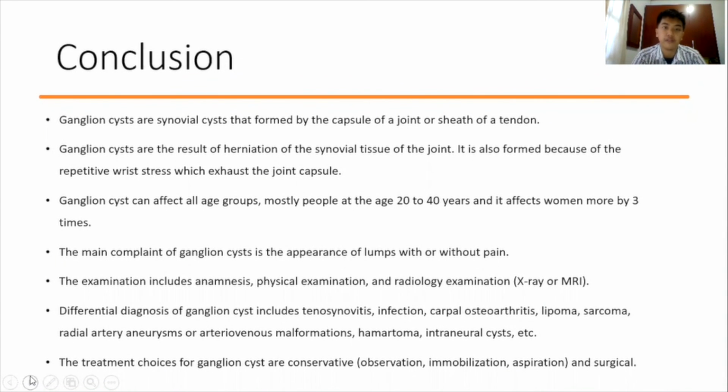Ganglion cysts are the result of herniation of the synovial tissue of the joint. They are also formed because of repetitive wrist stress which exhausts the joint capsule. Ganglion cysts can affect all age groups, mostly people aged 20 to 40, and they affect women three times more. The main complaint of ganglion cysts is the appearance of lumps with or without pain. The examination includes anamnesis, physical examination, and radiology examination. Differential diagnosis of ganglion cysts includes tenosynovitis, infection, carpal osteoarthritis, lymphoma, sarcoma, and etc. And the treatment choices for ganglion cysts are conservative, like observation, immobilization, aspiration, and surgical.